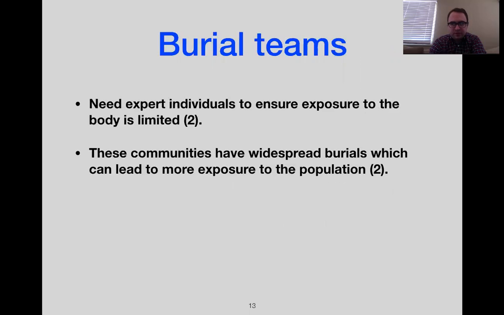Unfortunately, some of these patients will pass away, and so for burial teams, it's needed to have an expert in the burial to ensure that exposure to the body is limited. Some of these communities in Africa will have a widespread funeral where there's a lot of people around close to the body, and this cannot be permitted during an outbreak.